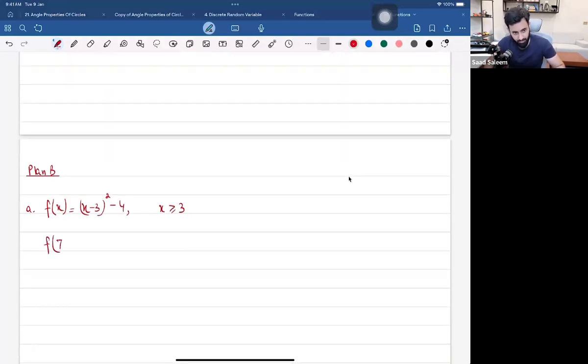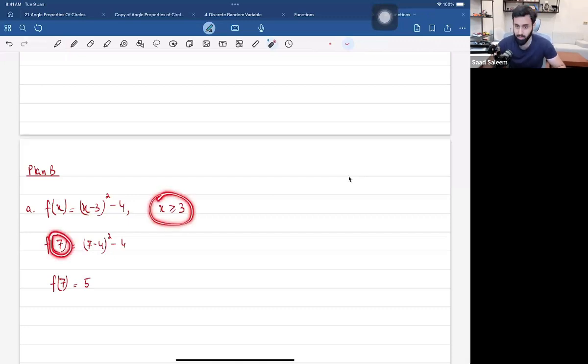So f of 7, let's see what that equals. 7 minus 3 is 4, the square of which is 16. 16 minus 4 is 12. Sorry, 7 minus 4 is 3, the square of which is 9. 9 minus 4 is 5. So that means f of 7 is equal to 5, correct? So we picked a value as per the domain. Sana suggested 7. 7 minus 4 is 3, 3 squared is 9, 9 minus 4 is 5.